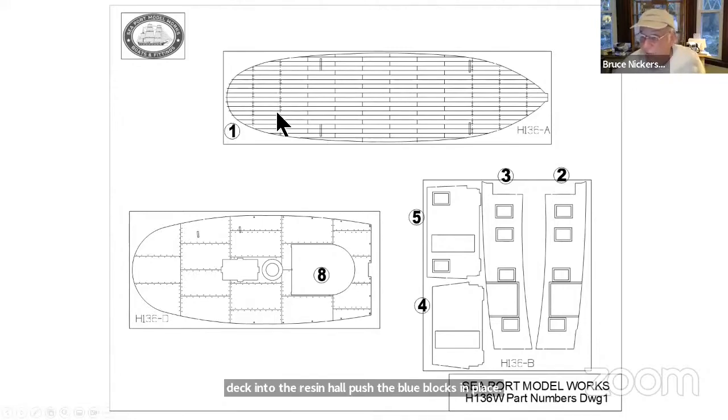They're clamp blocks, not glue blocks, clamp blocks. Get four clamps and clamp this tight. Bring this right in tight and let it set. Now you've done all you're going to have to do with that deck and that hull. That's the only assembly that's involved for you.